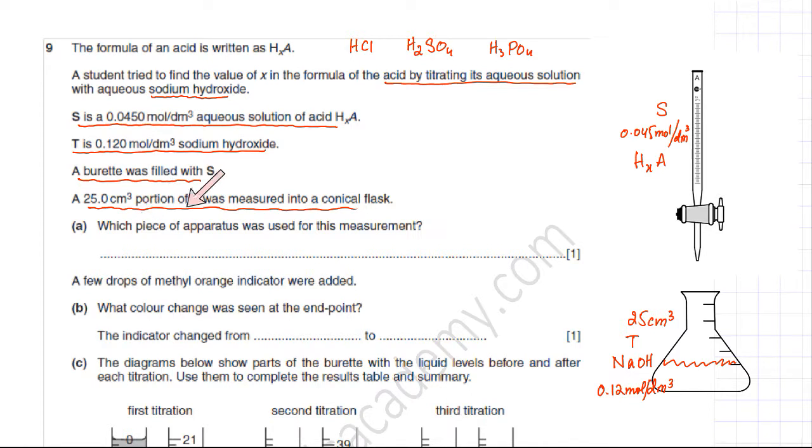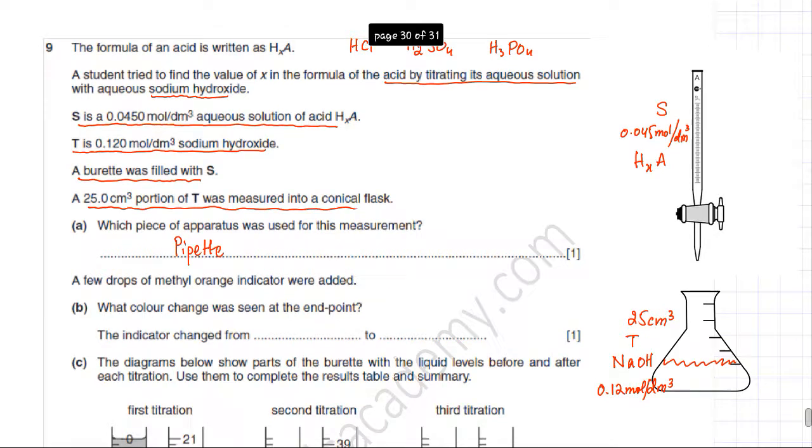So the concentration of both solutions is known. Now, the next part of the question asks which piece of apparatus was used for this measurement. He's asking how would you transfer 25 cm3 of NaOH into this conical flask. Remember, to measure and to transfer liquids, a pipette is the most suitable apparatus. It's very accurate for measuring 25 cm3. Generally pipettes come in 25 cm3 volumes, so that is the only volume that it actually measures most of the time.